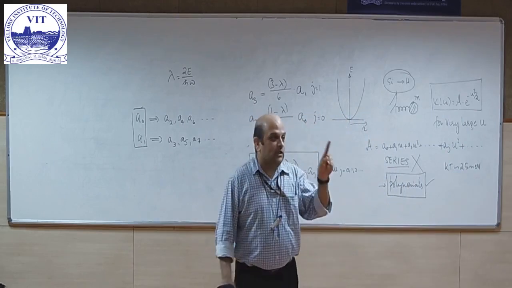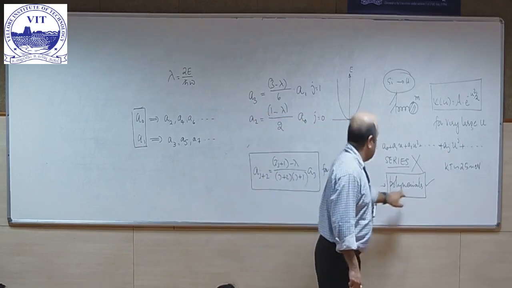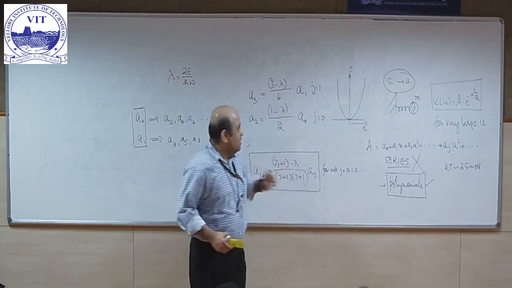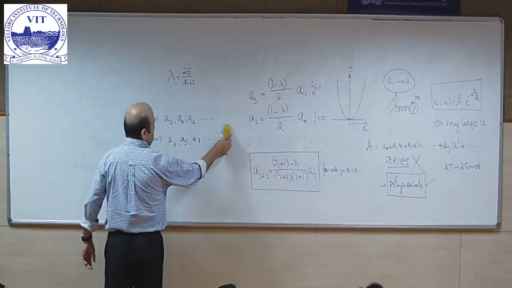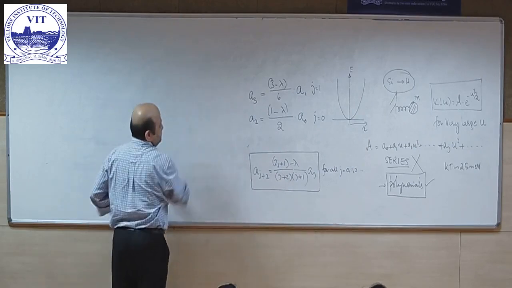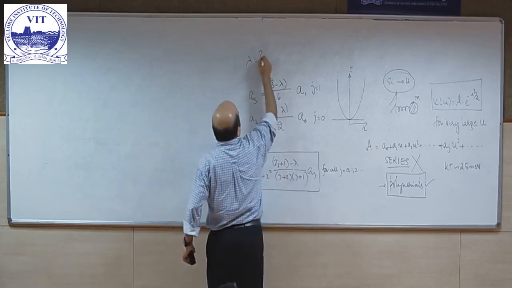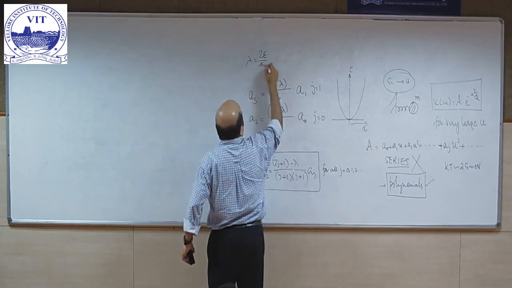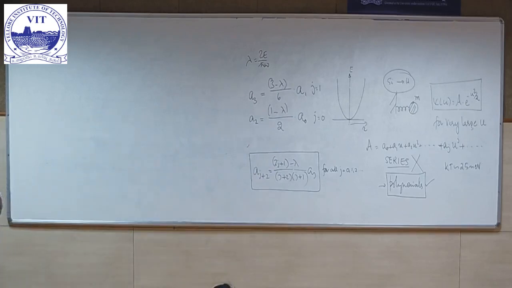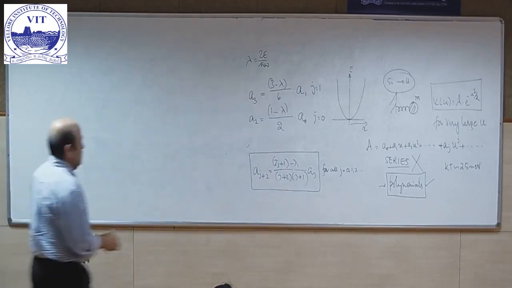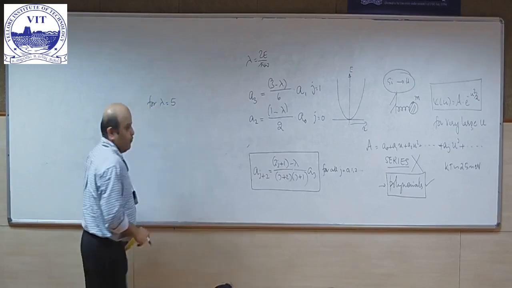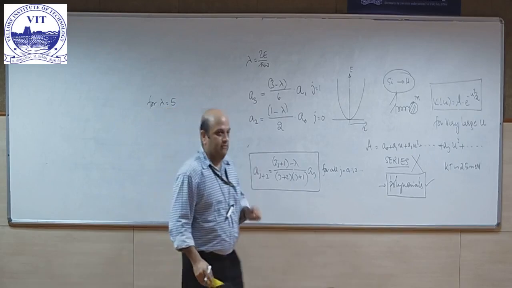Okay, so the polynomials depend on what value of lambda you select. For example, you select lambda as, give me some number. Lambda is 2E by h cross omega. I just select randomly some number, let's say 5. Okay, lambda is 5. For lambda as 5, what are the values of aj you can have?